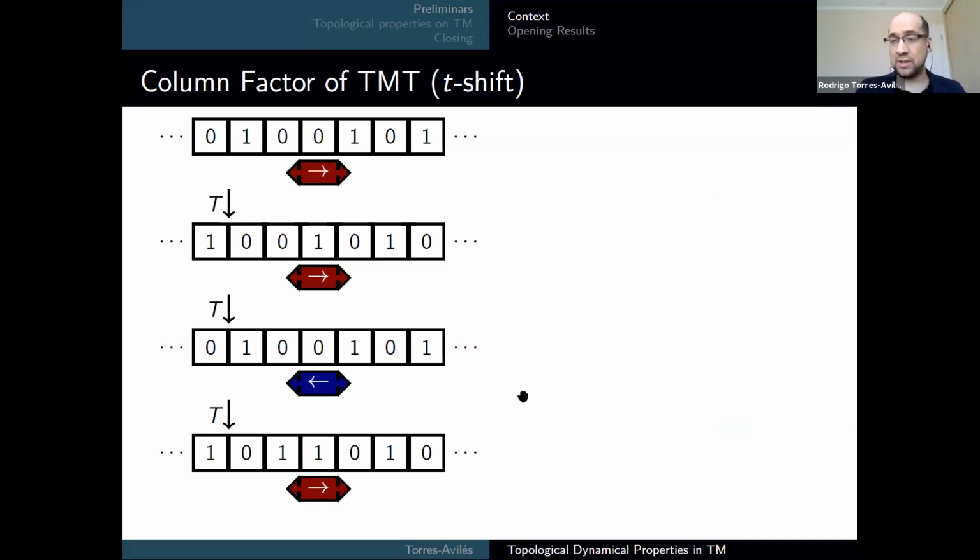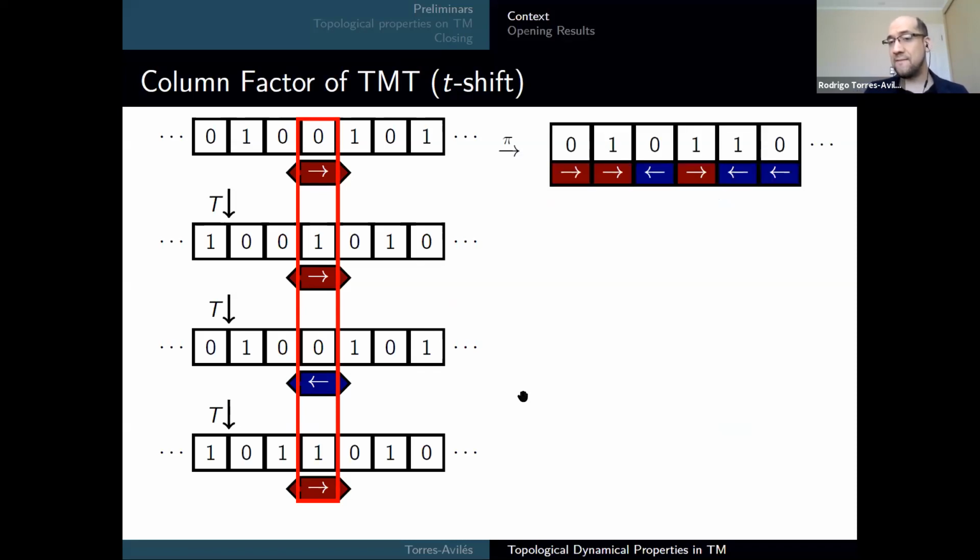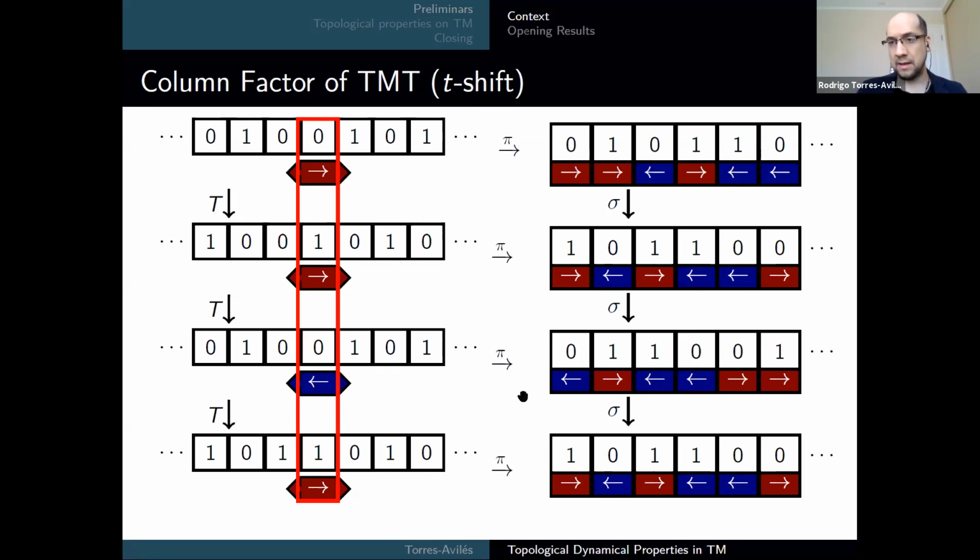So we can also consider what is called the trace shift, that is the column factor of TMT. We consider the central part of the computation, the whole history of the computation, taking the pointed symbol and the internal state of every configuration, and we consider an infinite word that captures all the history of the central part of the whole computation of the machine, and this evolves through the shift function, making a subshift like this.